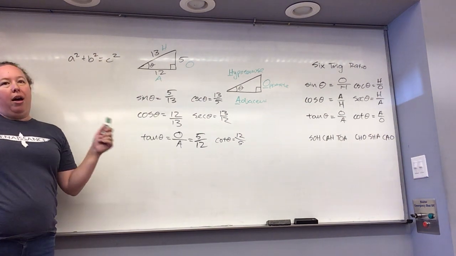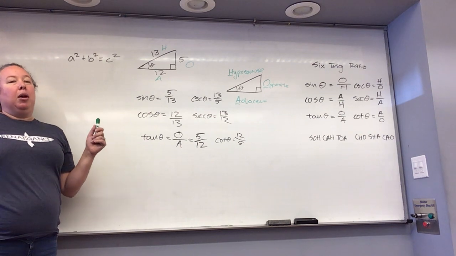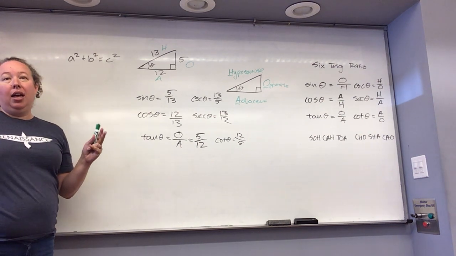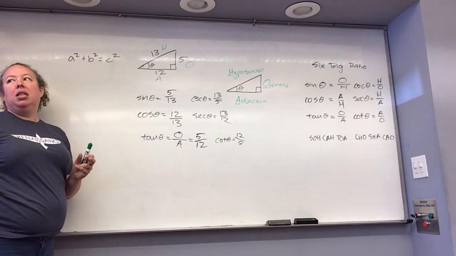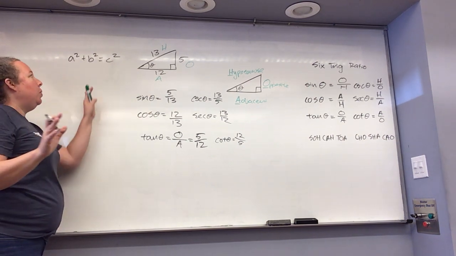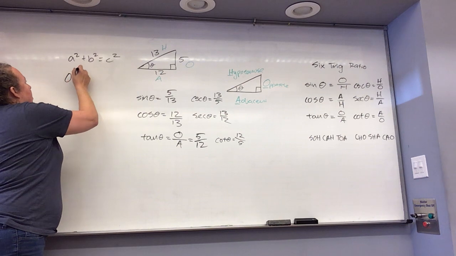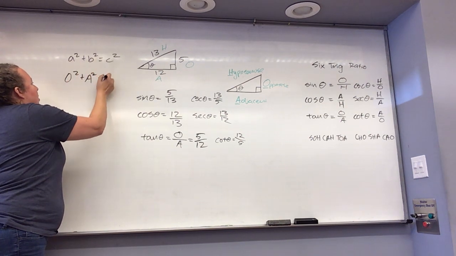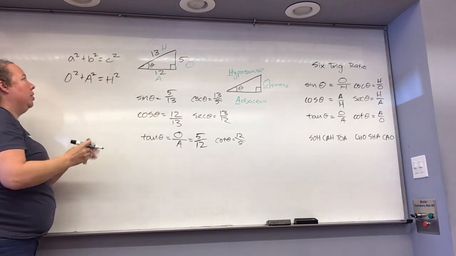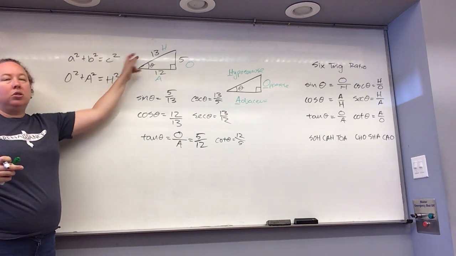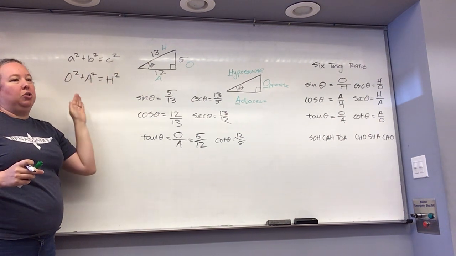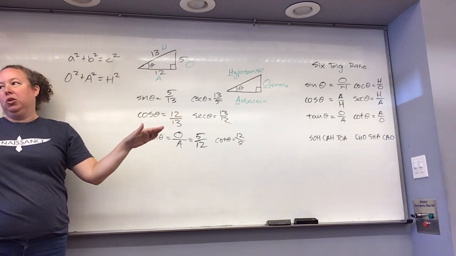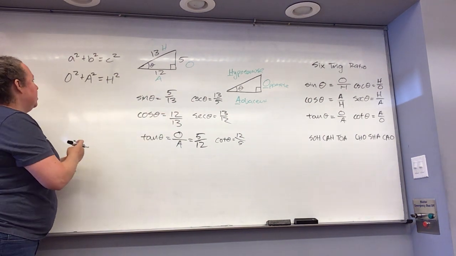We're now having a lot of letters flying around, and we've got a big A and a little a, and that can be confusing. A and B are always going to be the legs. So we can always rewrite this as O squared plus A squared equals H squared. C is always the hypotenuse. A and B are always the legs. This helps us to stay organized so we don't accidentally start plugging the numbers into the wrong place.